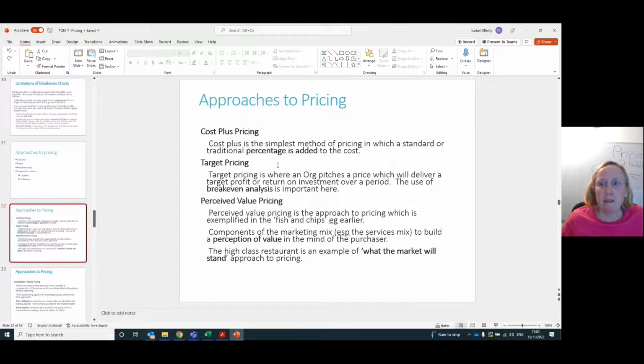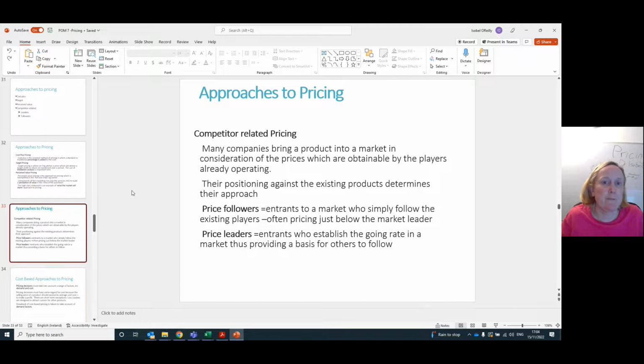Perceived value pricing then is the approach to pricing exemplified in the fish and chips scenario we talked about in part one. It uses components of the marketing mix, especially the services mix, to build a perception of value in the mind of the purchaser. So the ambience, all the other elements on top of the product, or how we augment the product, will determine what value the customers feel they're getting. So that high-class restaurant we talked about is an example of the what the market will bear approach to pricing. They charge high prices relative to other places because that's part of the treat for their customers and a perception of quality that they will be receiving.